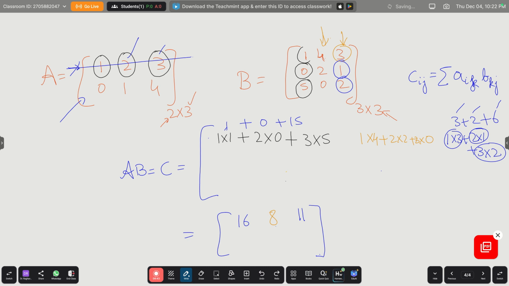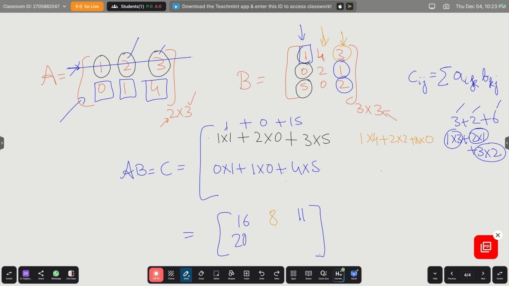Right. So first one is 0 is to be multiplied to 1 when I choose the first column of B. 0 multiplied by 1 plus second element is 1 multiplied to 0 plus 4 multiplied to 5. Right. So 5 4s are 20. That's it, because 0 plus 0 is 0, plus 20 is 20.